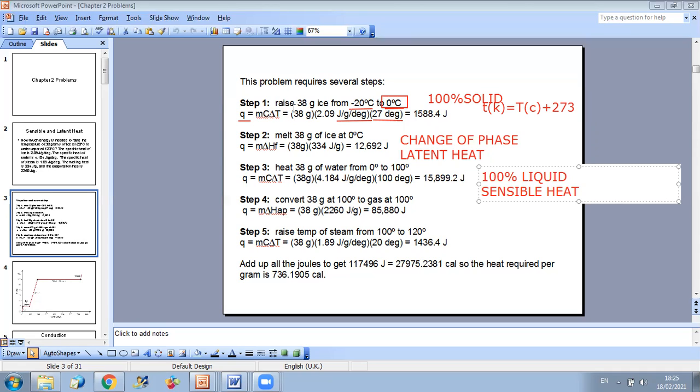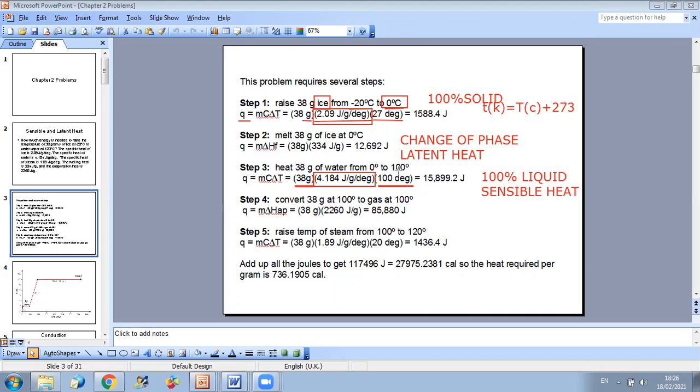But what is different from the first step is that now we take what? We take the specific heat of water, while here we considered the specific heat of ice. And as you can see here, the specific heat of water is higher than the specific heat of ice. And of course, paying attention to the units, we put the mass in grams and the temperature in degrees. So delta T is 100 minus 0, which is 100, which will lead to Q equal to 15,899.2 joules.